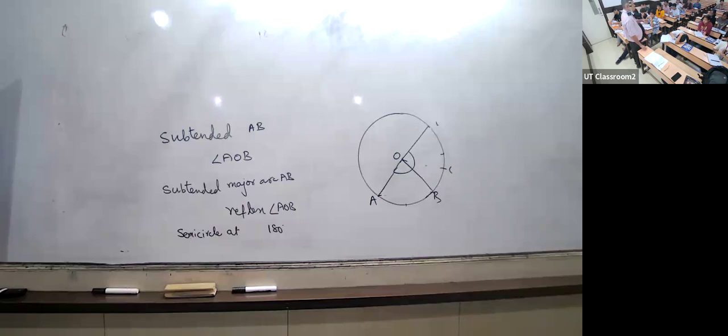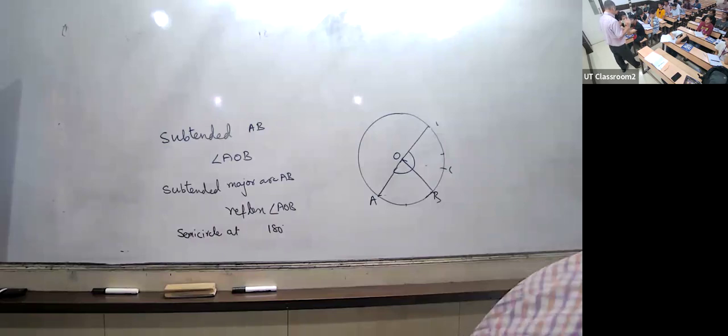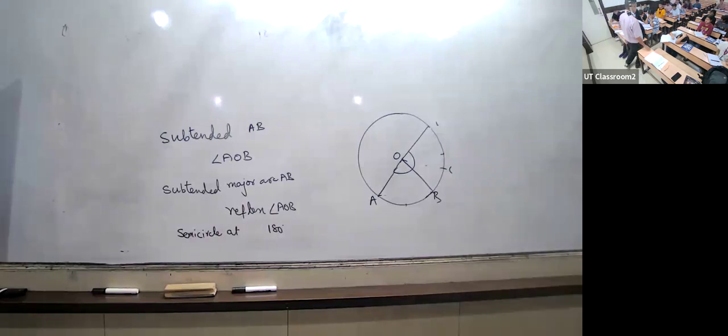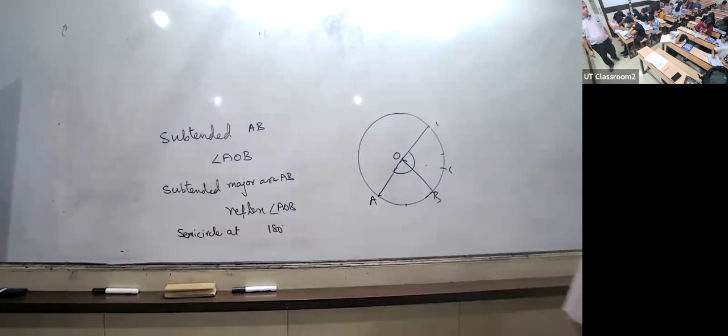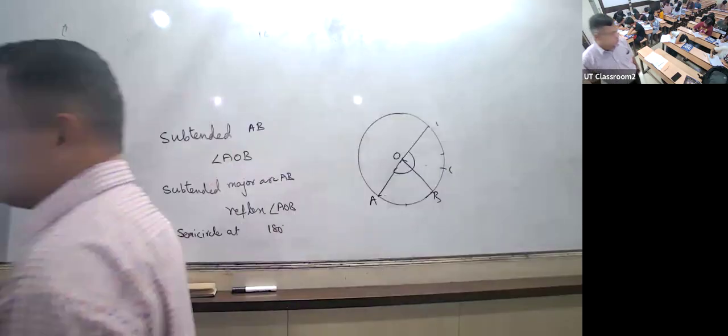Next term. Do you know what you mean by equal circles? Circles of the same radii. Equal circles or congruent circles. Followed? What are equal circles? Circles of the same radii. Circles with the same center are called concentric circles.